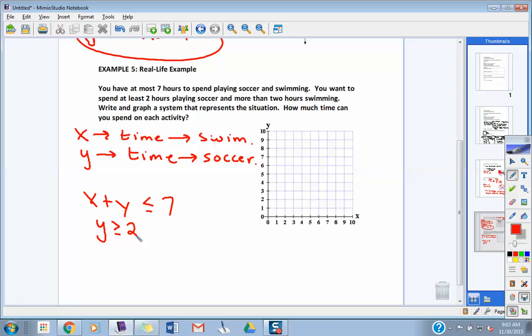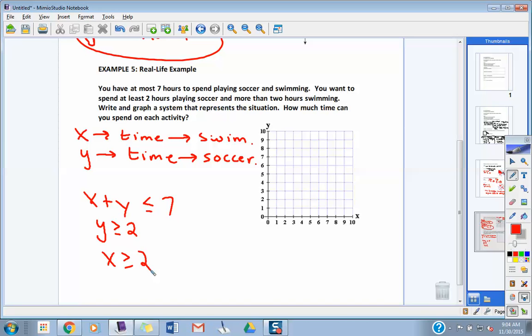More than 2 hours swimming. Okay, 2 hours would work. Would 3 hours work? Yeah. So I want that amount of time for swimming, which is which variable? X. We want X to be greater than or equal to what? 3 hours. More than, what's the word? 2 hours. 2 hours, right?